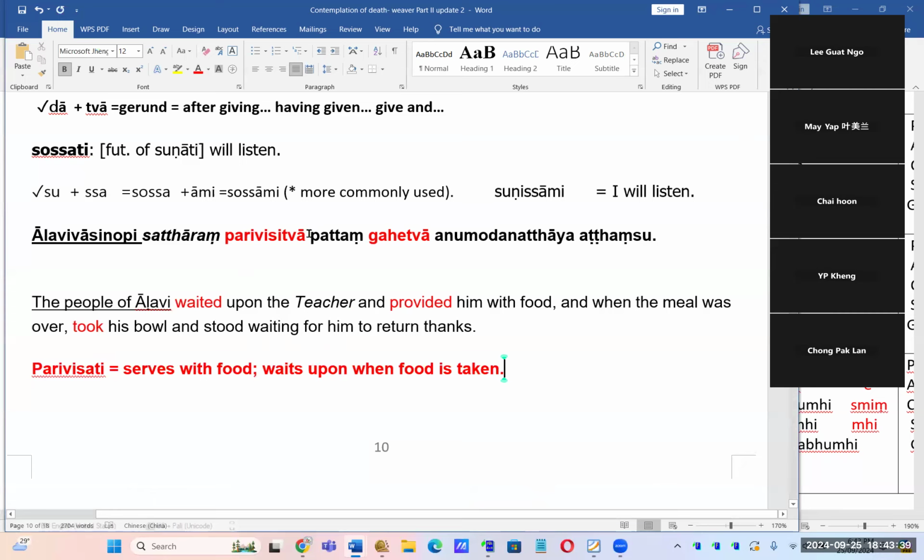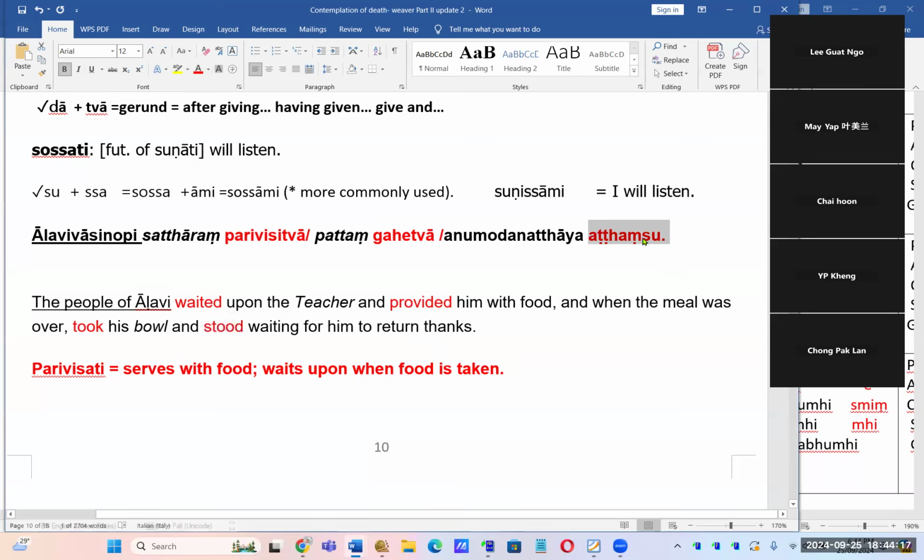So this one is finished. So you finish and kahit tua. Patam is bowl, right? Arms bowl. Kahit tua is took. They serve the Buddha food. Very easy. The people of Alawi serve the food to the Buddha. Then they take the bowl and then this one is another main verb. Main verb, this is a past tense. So stood.